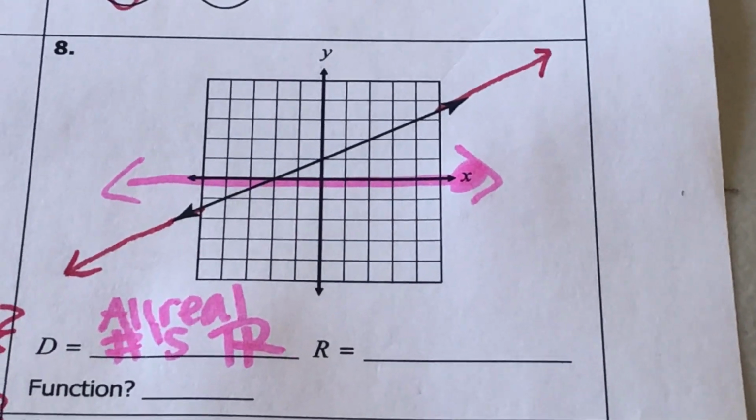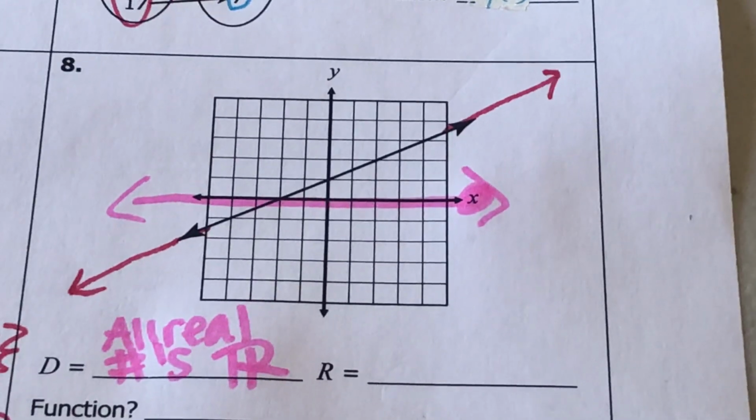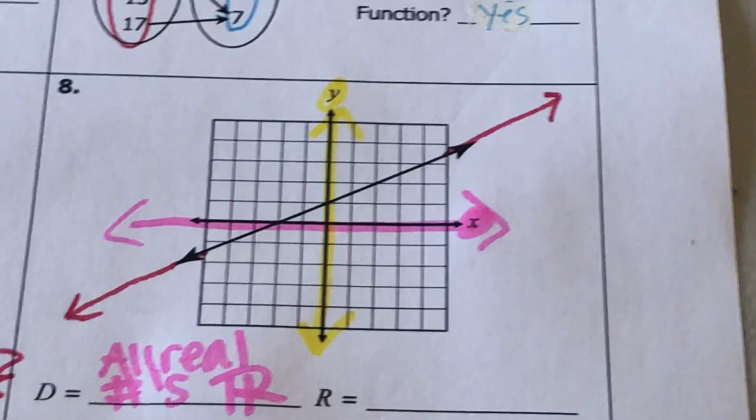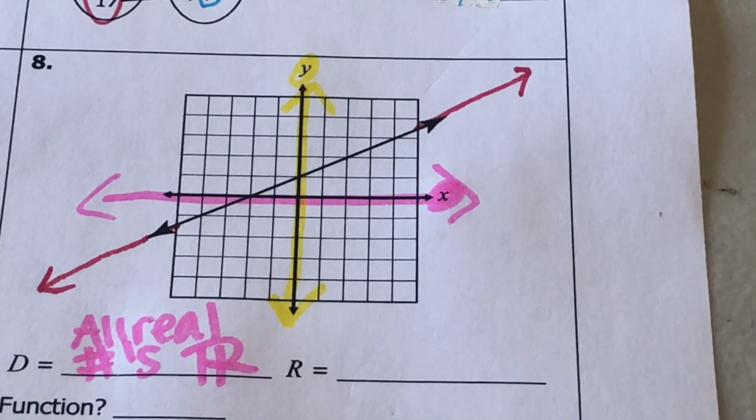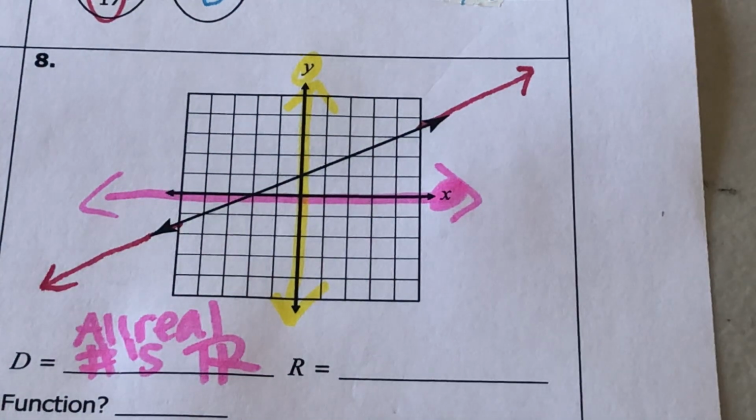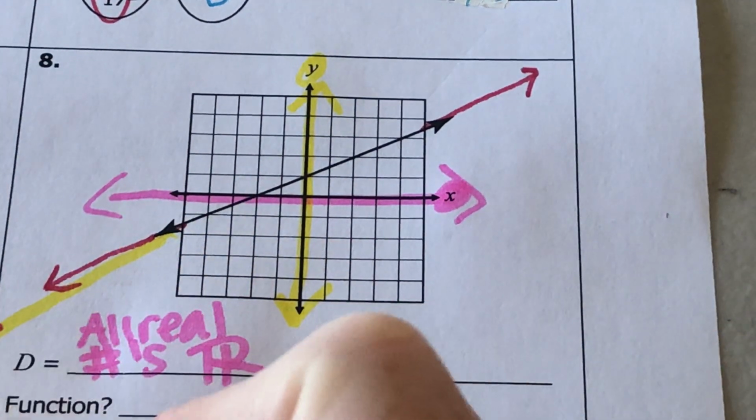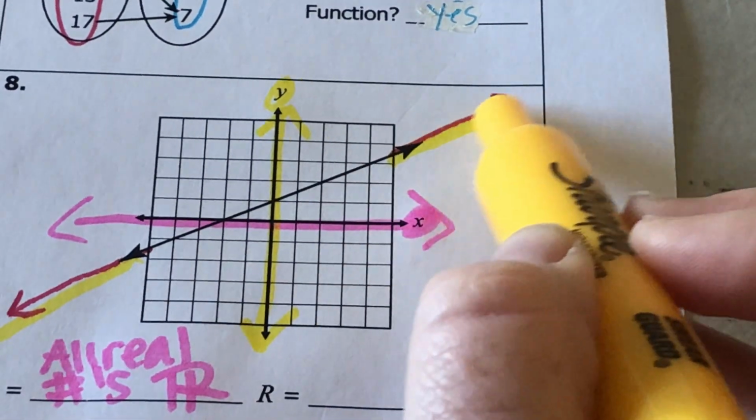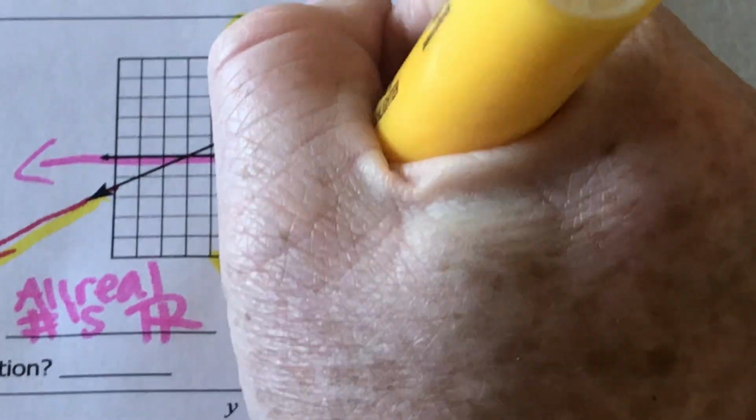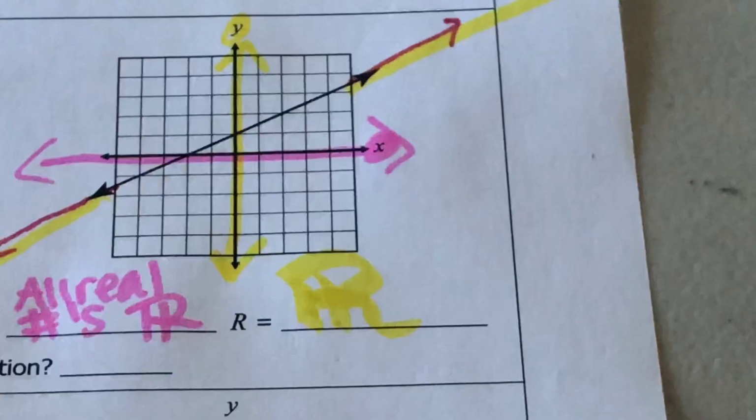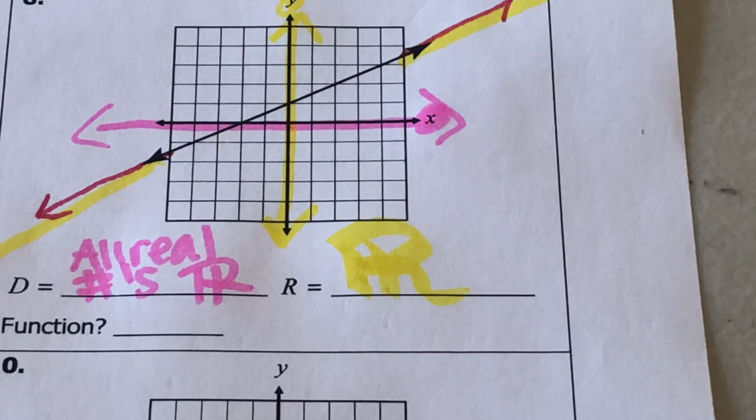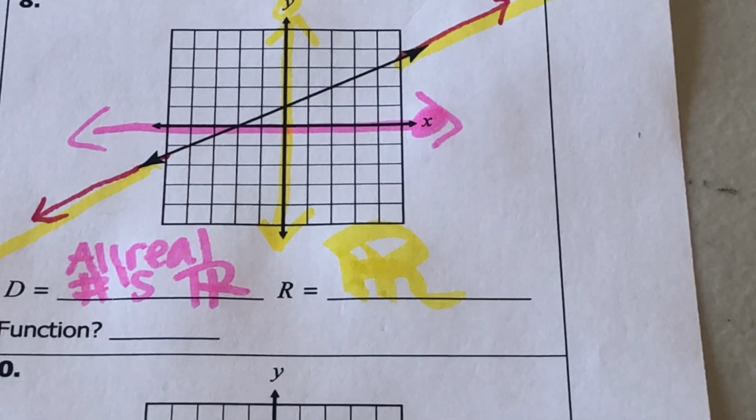There we go. Okay. And if we think about range, we're really talking about how far up and how far down does this graph go. So not only is this line going all the way left and all the way right, as you expand it more and more and more, it's also going all the way down and all the way up too, okay? So that is also all real numbers. Okay, so the domain and range are both all real numbers.